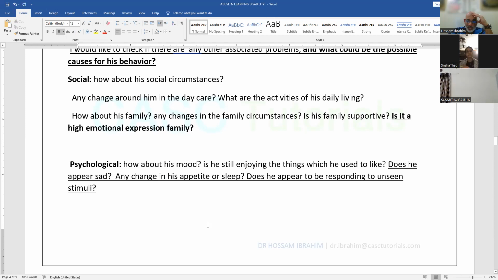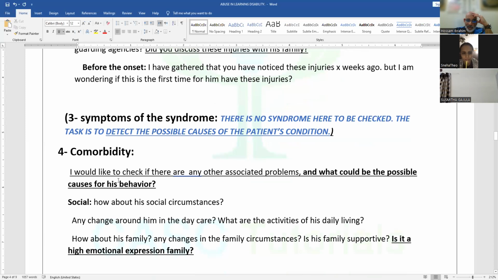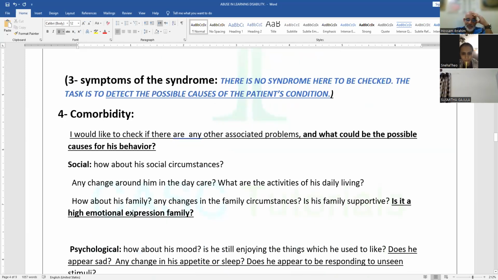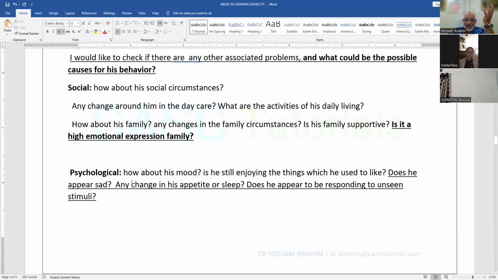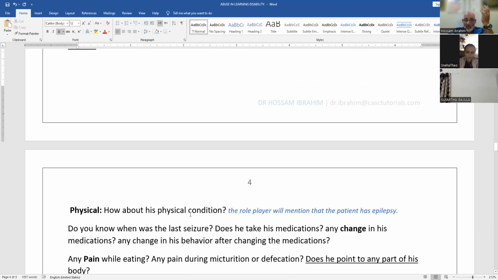Yes, sir. Okay, so we ask about the comorbidity, and under the heading of comorbidity, we want to know the possible reasons for this behavior. It could be from his social circumstances, could be due to psychological problems. We want to ask about the psychosis and depression, and physically. You want to know more about the physical condition.